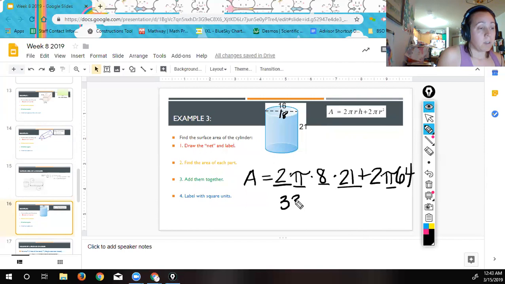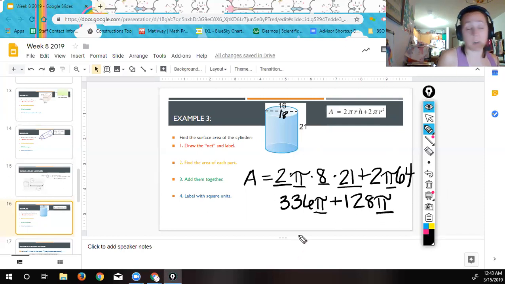We get 336 pi plus 2 times 64 is 128 pi. And then since they both have pi next to them as a variable, I can add those together. That way, if they wanted my answer in terms of pi, I would be able to give it to them. This is considered an exact answer.